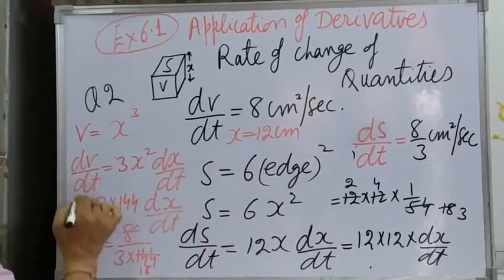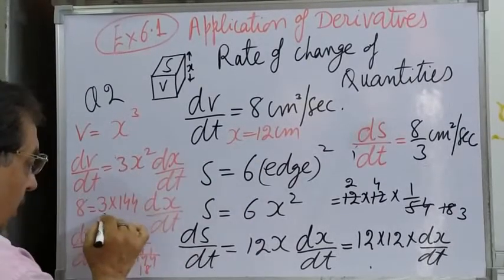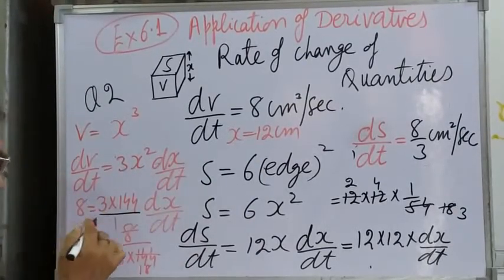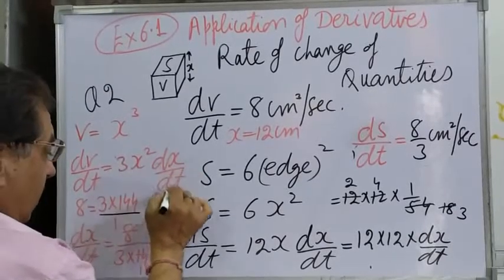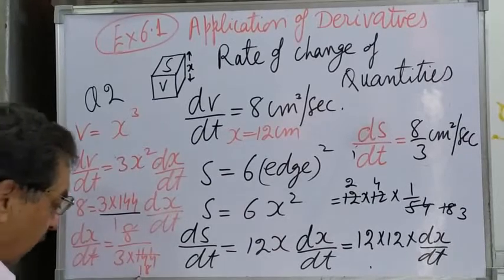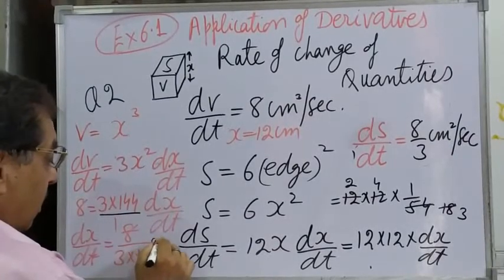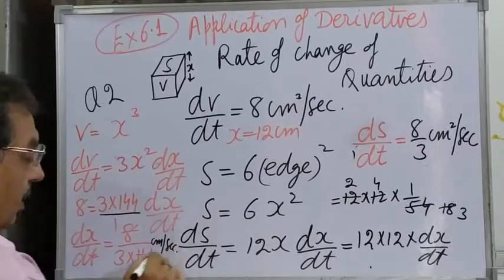centimeter. Put up here 3 into 12 square, which is 144, and here dx by dt. So we get the value of dx by dt as 1 upon 54 centimeter per second.